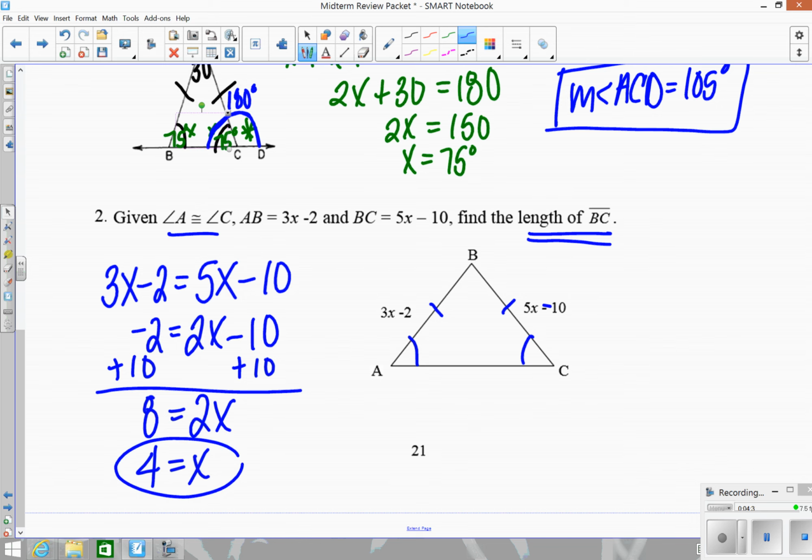Now, we're not done when we say x equals 4, because the question says find the length of BC, which means you need to plug in. So you're going to plug in, and you'll get 20 minus 10, which gives you 10. So the answer is BC equals 10.